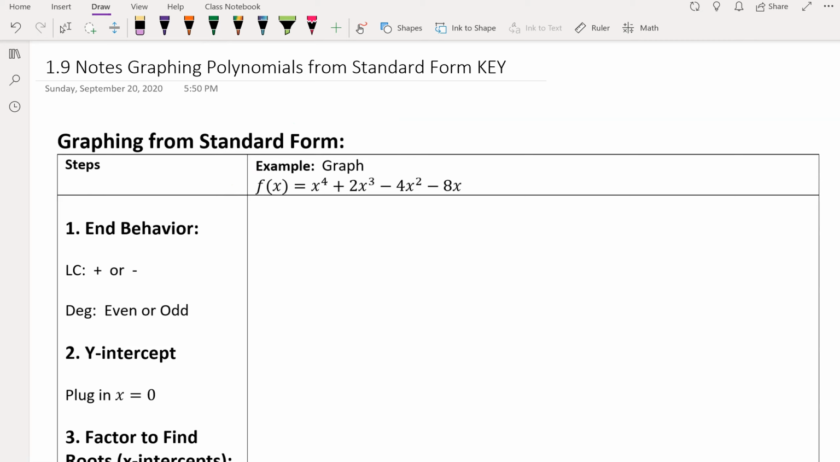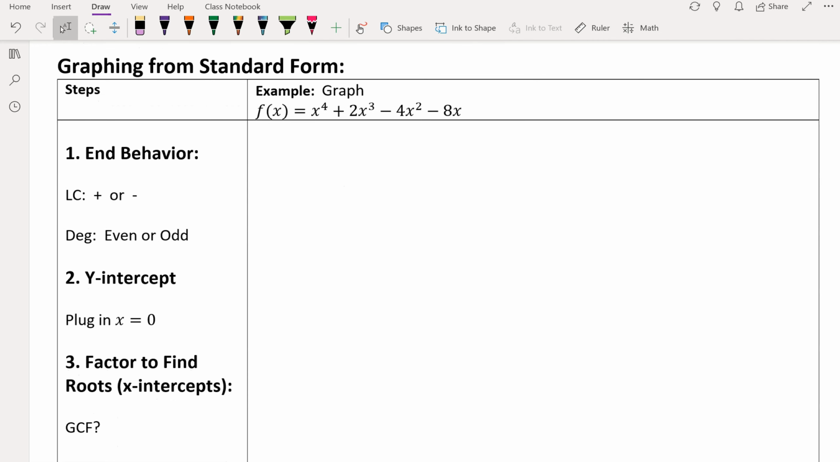And I think it would benefit you if you want, you can set up your notebook like this, put the steps on the left. We're going to go through all of these steps as we graph our polynomial from standard form. So go ahead and set up your notes, get the example down, get the beginning steps down, and then we'll begin.